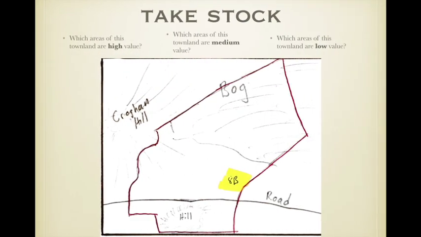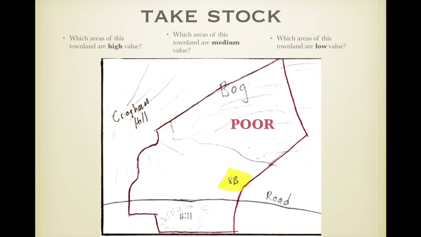So now we're going to take stock of our townland. We're going to look at areas that are of high value, areas of medium value, and areas that are of low value, considering what value means in this context. So right off the bat, we're going to look at low value areas. We know that bogland, in particular, is of low value because it's naturally wet land, and most crops are not well suited to be grown on bogland. So on my drawing or on my sketch, I'm going to include the word poor there.